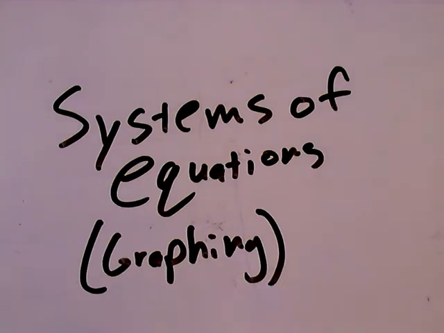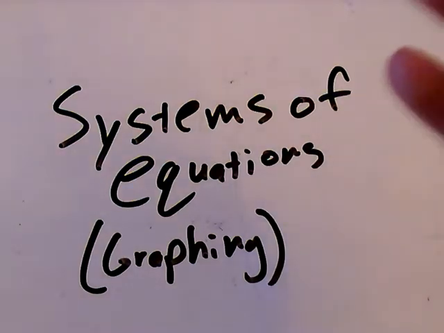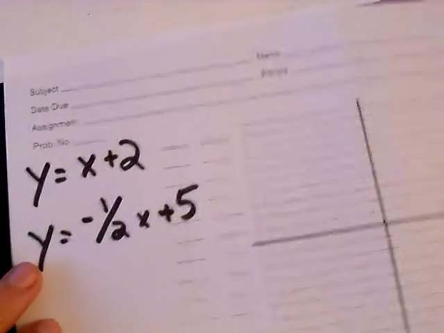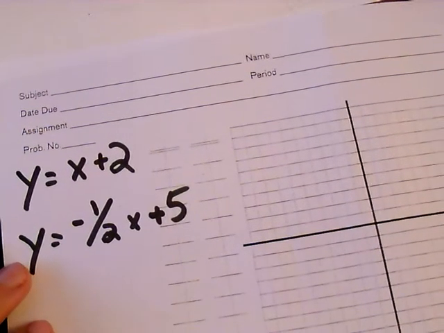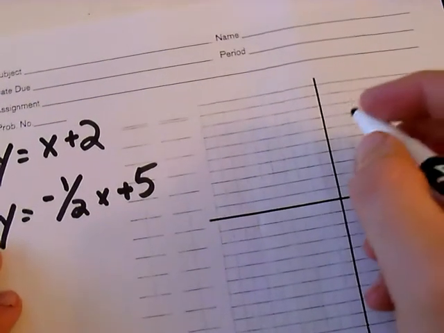Alright, in this video we're going to talk about systems of equations, and we're going to be graphing them. So pretty much we're just graphing two equations and finding where they intersect. We're going to start off here, very simple, and do two examples, one easy and one hard. Once again, this is just like graphing two lines and seeing where they intersect.